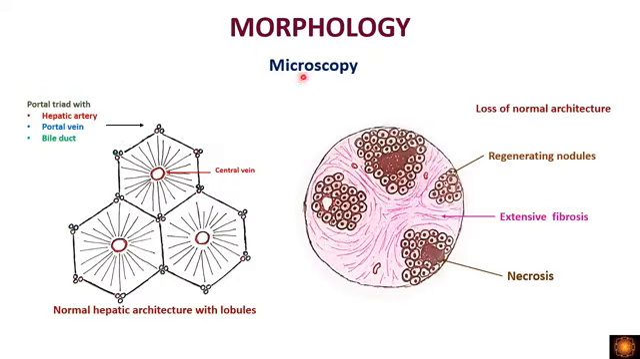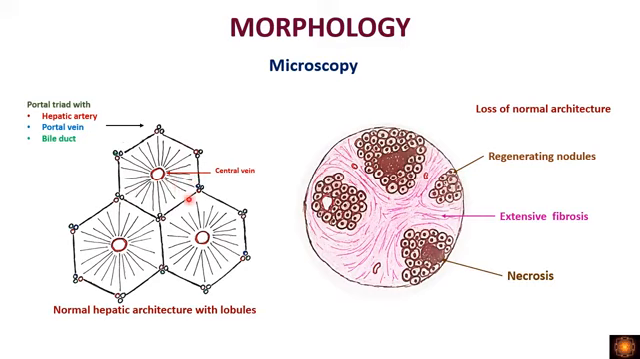Now coming to the microscopy, there will be the loss of the normal architecture. If you remember the normal architecture, we have the hepatic lobules. So these hepatic lobules will have a central vein at the center, and then at the periphery we have a portal triad. Triad means 3. So at the portal triad we have hepatic artery, portal vein, and the bile duct. So this is present at the periphery, and the hepatocytes will be arranged radially from the central vein. This is the normal architecture.